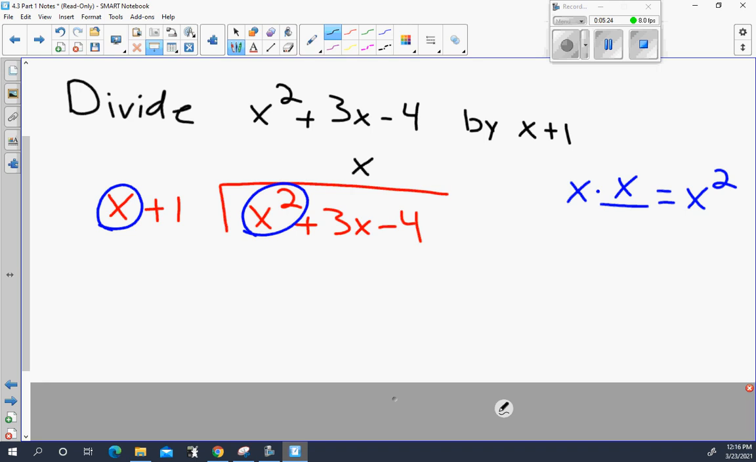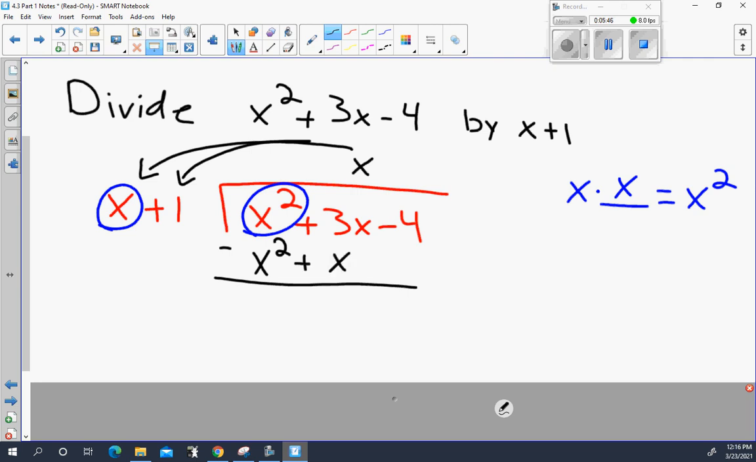Okay, so x times x gets me x squared, right? That's what I'm going to write right underneath the x squared. We're going to be subtracting. If then we have this plus 1. We have to multiply x plus 1. What's x times 1? It's x. Okay, so now we're going to subtract. Well, x squared minus x squared, those cancel out. But now what's 3x minus 1x? Should be telling me it's 2x. Okay, and then we're just going to bring down that minus 4, just like when we divided those whole numbers.